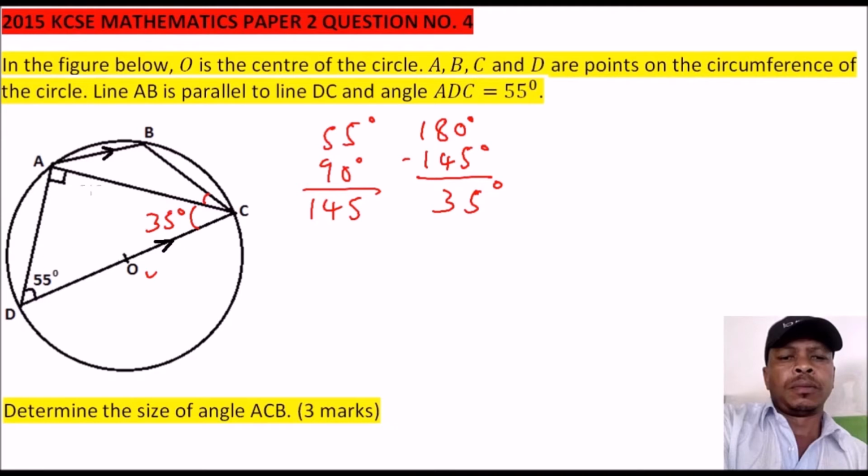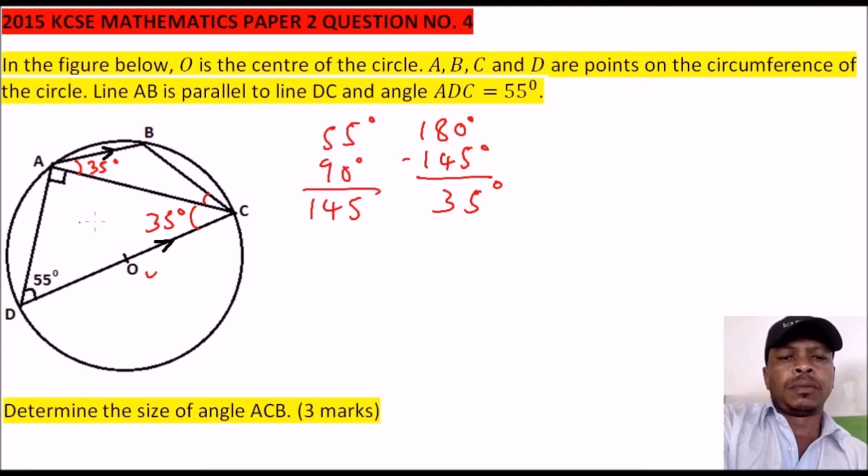Haya, tunaambiwa AB is parallel to DC. Kumaanisha AC is a transversal line cutting through two parallel lines. Therefore, these are alternate angles. This angle here is 35. It is the same as this angle. These two angles are equal, kwenye line yenye imekata two parallel lines.